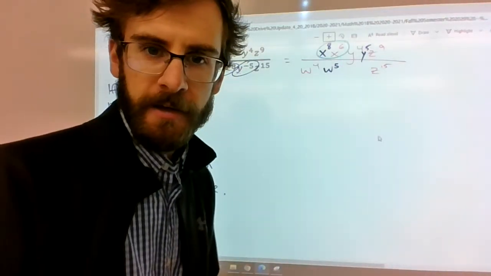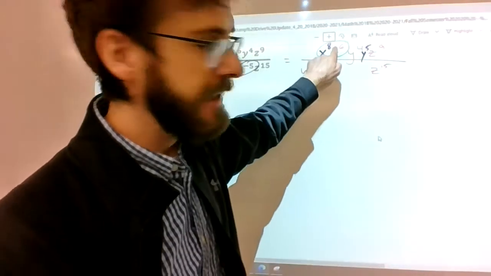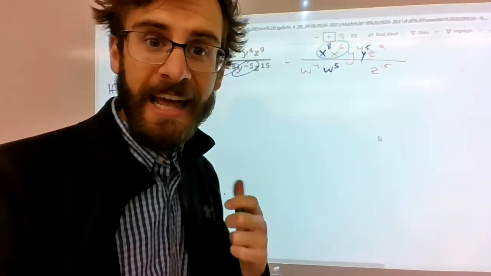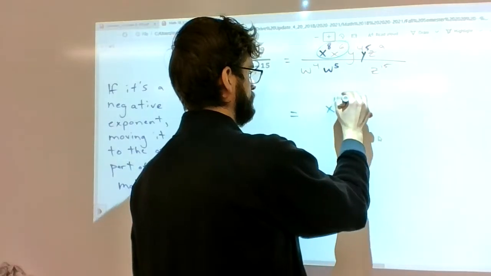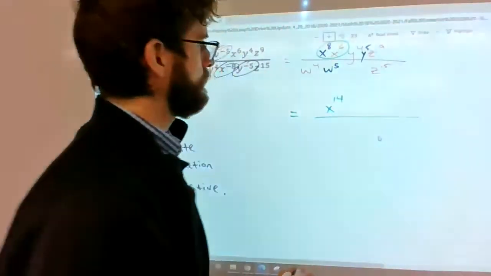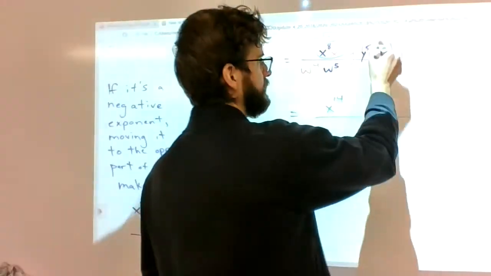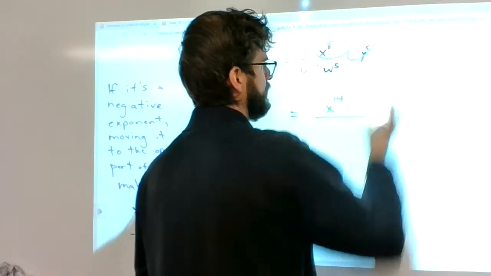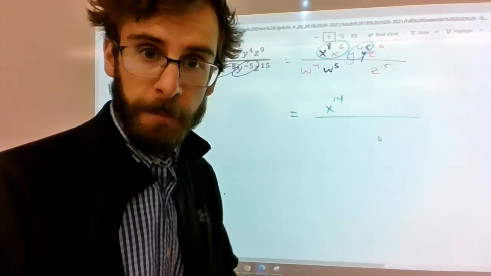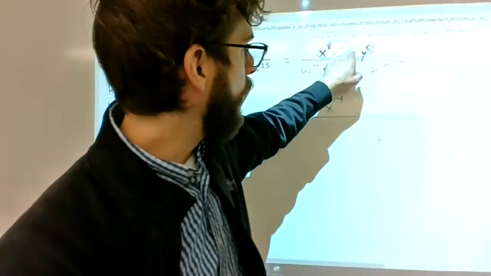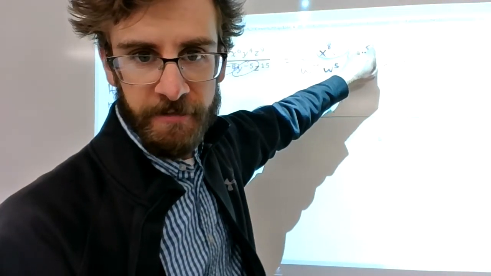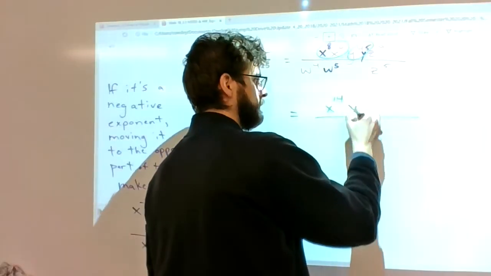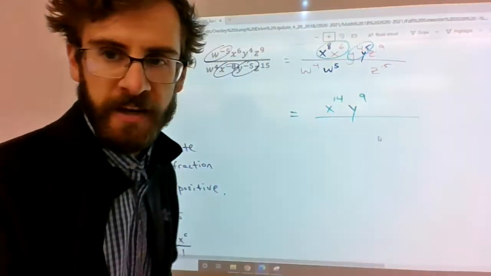You're multiplying. What's the rule for multiplying? Add the exponents. You're going to get x to the 14 on top. Look at these y's. They're also on top, so you're going to multiply those. Y to the 4 times y to the 5 equals 4 plus 5 for the y value. That's going to be y to the 9.